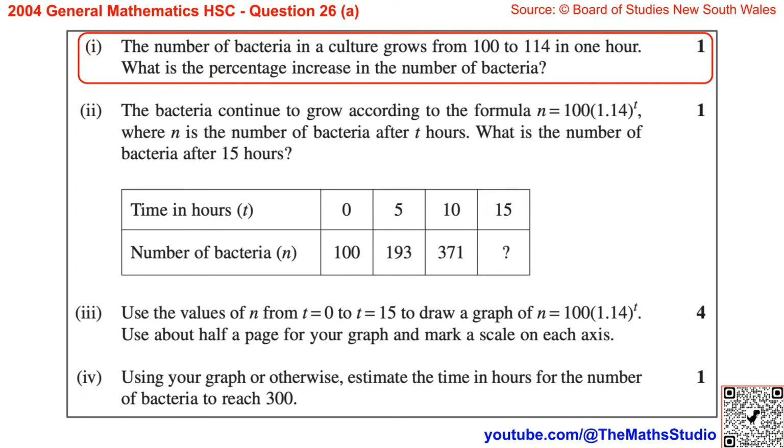Question 26a, Part 1. The number of bacteria in a culture grows from 100 to 114 in 1 hour. What is the percentage increase in the number of bacteria?